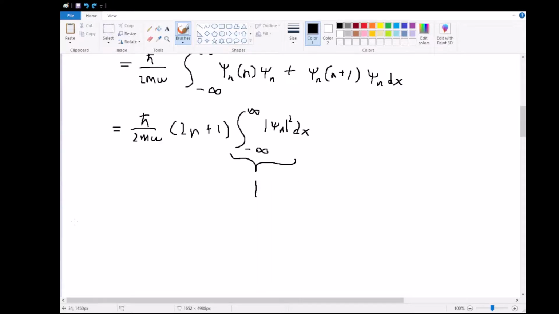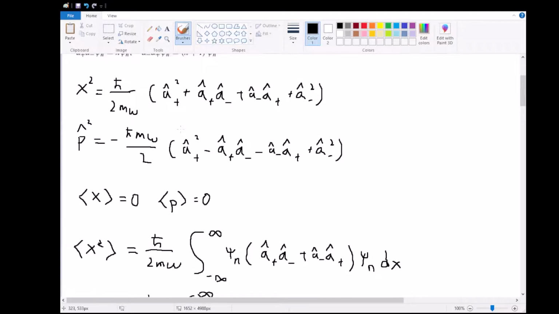We do the exact same thing for p squared, so we get the expectation value of p squared to be equal to, and once again, we can just ignore the a hat plus squared and a hat minus squared terms, because their integrals will go to 0 due to orthogonality. And what we'll see here is that this gives us the exact same result, because we can factor this minus back into our parentheses, and we'll get minus plus plus minus.